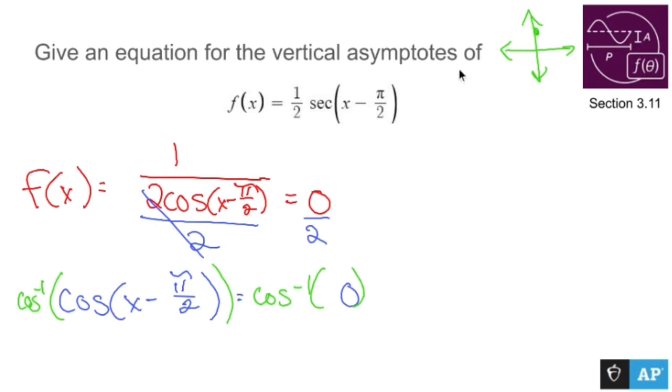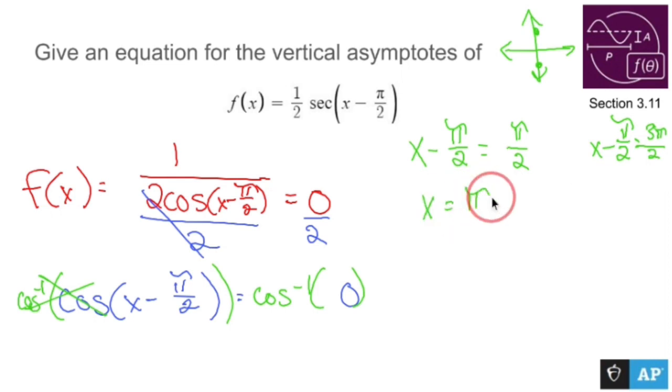Those 2 spots, as far as radians go, are pi over 2 and 3 pi over 2. So this cancels out. x minus pi over 2 is going to equal the inverse cosine of 0, which is pi over 2. And also, x minus pi over 2 equals 3 pi over 2, like so. If I add pi over 2 to both sides, that gets me just a pi. And if I add pi over 2 to both sides here, that gets me 2 pi.